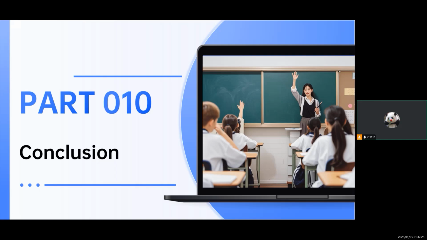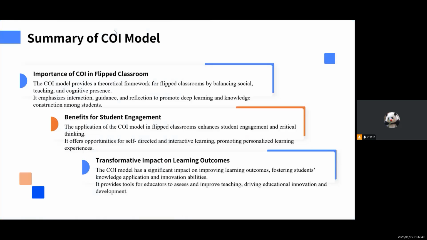Next, conclusion. In conclusion, the Community of Inquiry model provides a powerful framework for creating effective flipped classrooms. By balancing social, teaching, and cognitive processes, educators can foster critical thinking, collaboration, and meaningful learning experiences.